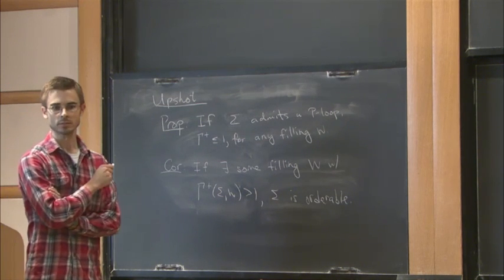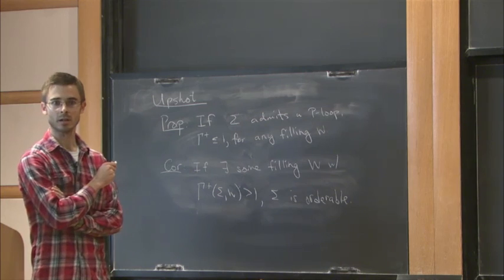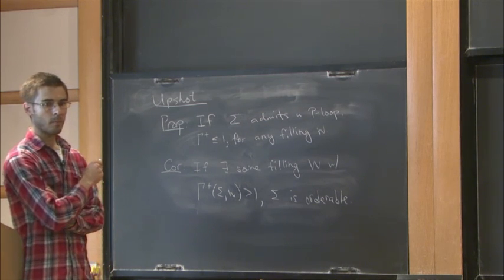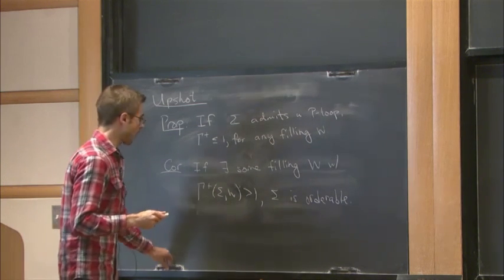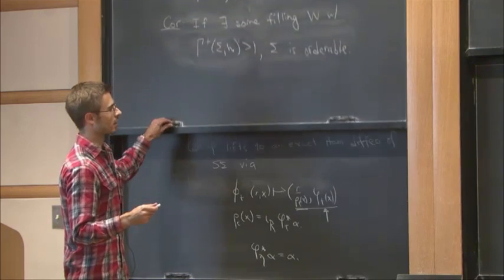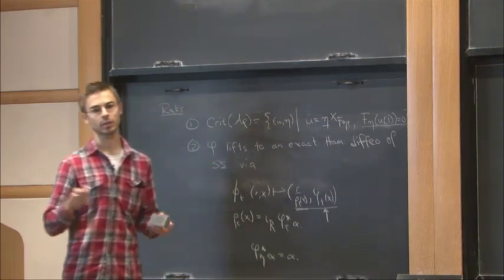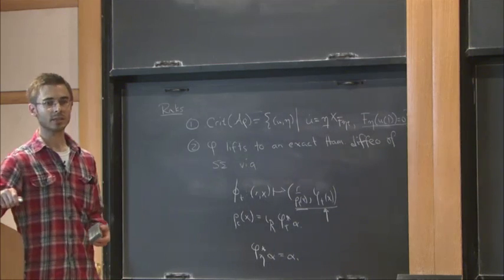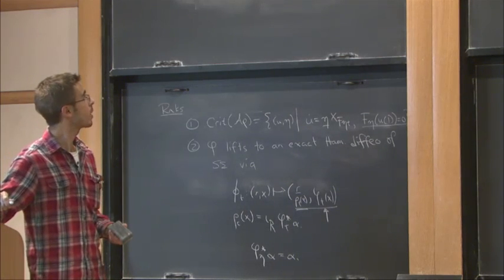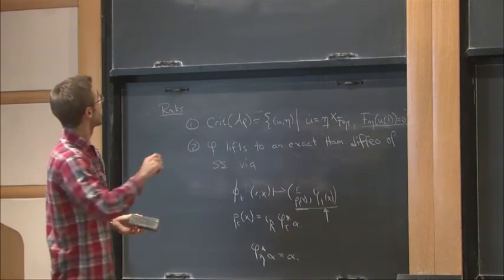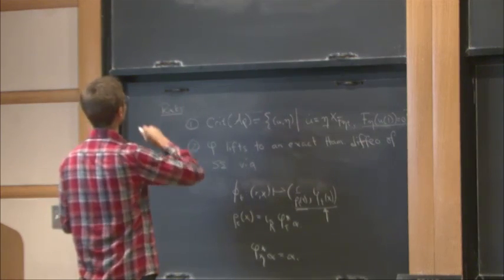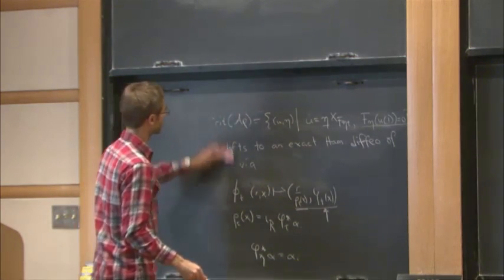Is it clear, the implication as I've written it? Orderability does not depend on the filling, of course. So all that you need to do to verify that something is orderable is find some filling which has growth rate bigger than 1. So this would be superlinear growth.